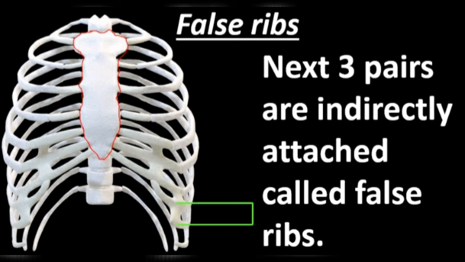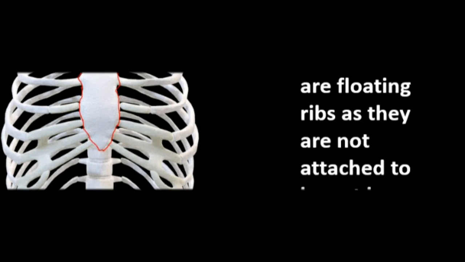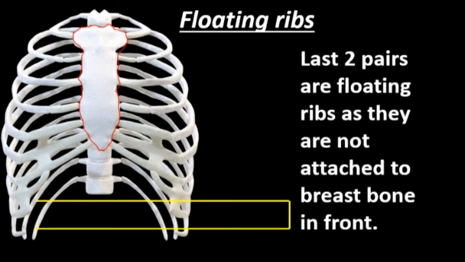The next 3 pairs are indirectly attached to the sternum and are called false ribs. The last 2 pairs are floating ribs as they are not attached to the breastbone in front, but they are attached to the backbone at the back.